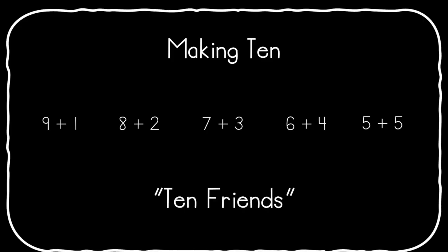In kindergarten and first grade, a lot of time is going to be spent on composing tens. How do you make tens? 9 and 1, 8 and 2, 7 and 3, 6 and 4, 5 and 5. All of those make 10. They are often referred to as 10 friends. I hear kindergarten and first grade teachers talking about, you need to know your 10 friends, and they do need to know their 10 friends.